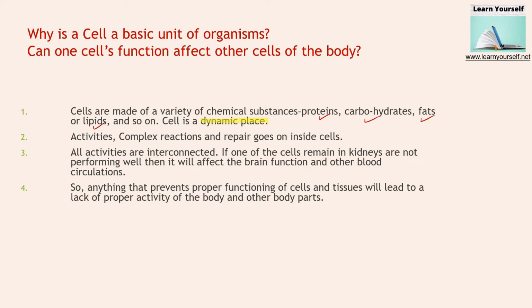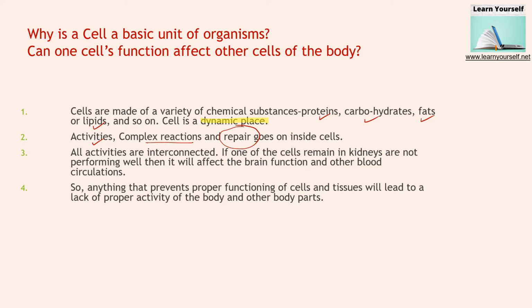Second, activities, complex reactions and repair go on inside the cell. So these are some of the important activities which cells perform. Activities means manufacturing of substances or exchange of substances, some complex reactions, some formation of substances, and repairing work. Repairing work means if any dead cells are there, then new cells will be generated in the place of the dead cell and so on. So all these activities are happening within the cell.